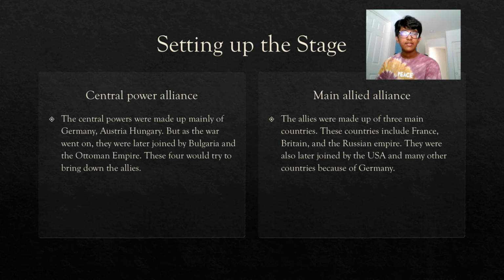And these interesting events were that there were many different alliances between many different countries. First, let's talk about the Central Power Alliance. The Central Powers were made up mainly of Germany and Austria-Hungary, but as the war went on, they were later joined by Bulgaria and the Ottoman Empire. These four would try to bring down the Allies. The Allies were made up of three main countries. These countries include France, Britain, and the Russian Empire. They were later joined by the USA and many other countries because of Germany's submarine warfare.